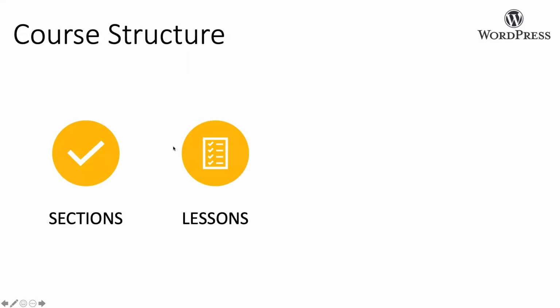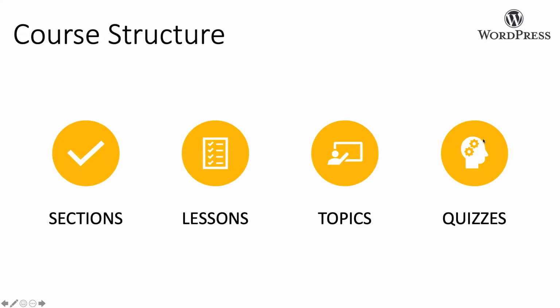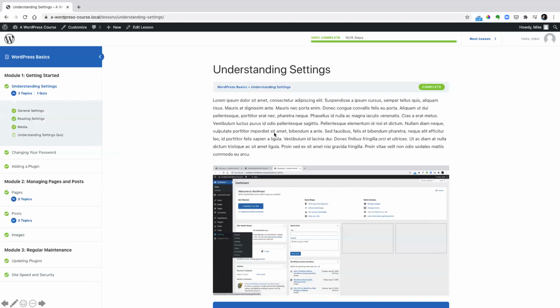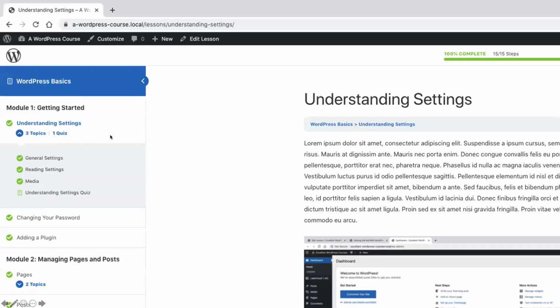So before we do that, let's go through the course structure of LearnDash and take a look at the final course we're going to make. So we have sections, we have lessons, we have topics, and we have quizzes. So these are the 4 different pieces of LearnDash as you're building your course. So this is a look at the final course that we are going to build, and I'm going to zoom in here. You can see here, these are going to be the sections. So I've named that Module 1 and Module 2.